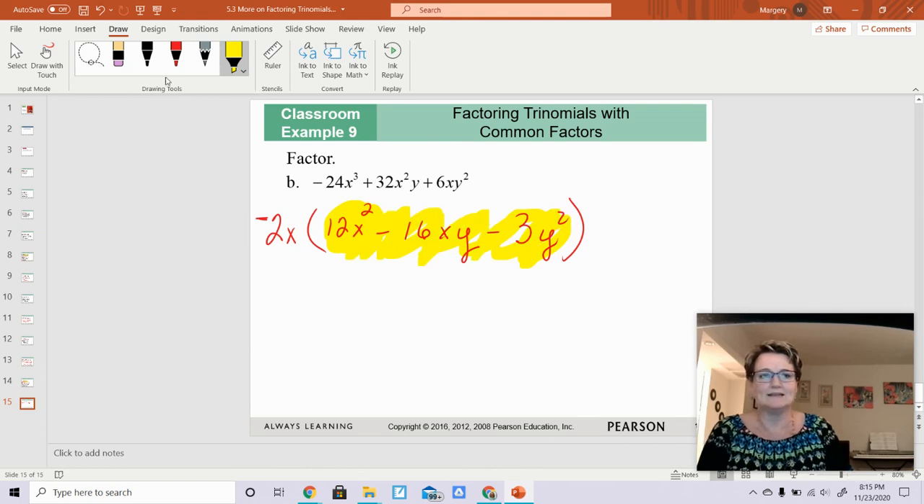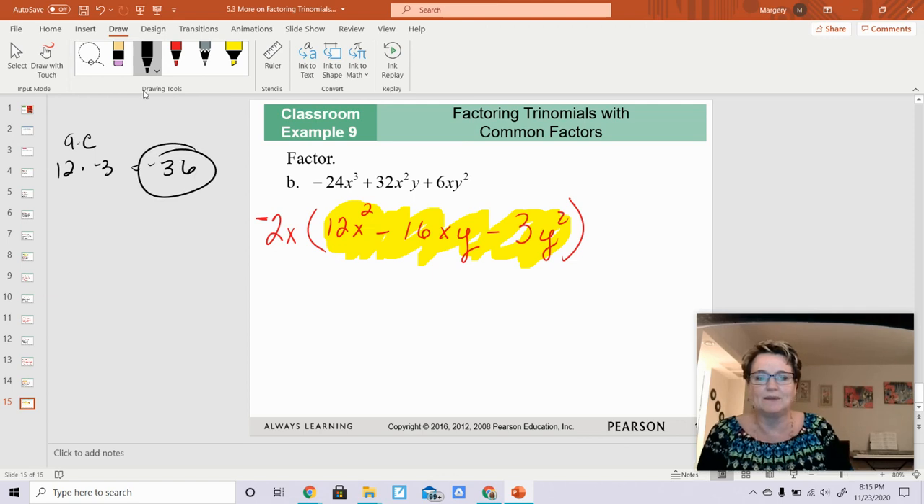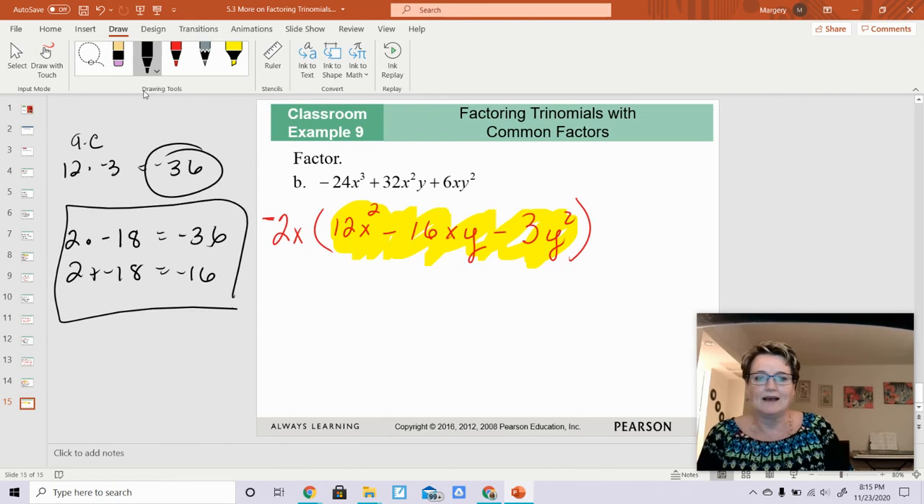I'm going to go quickly because I don't want this video to be too long. So my AC method is 12 times negative 3, which gives you negative 36. I need two numbers that, multiplied together, do that. Let's do 2 times a negative 18. That will give you negative 36. 2 plus a negative 18 gives you a negative 16. And there's my two numbers.